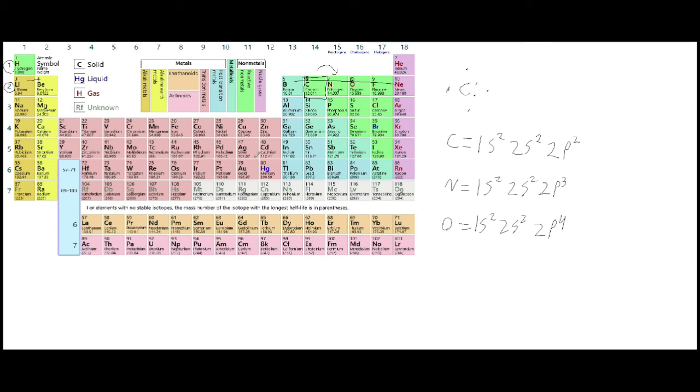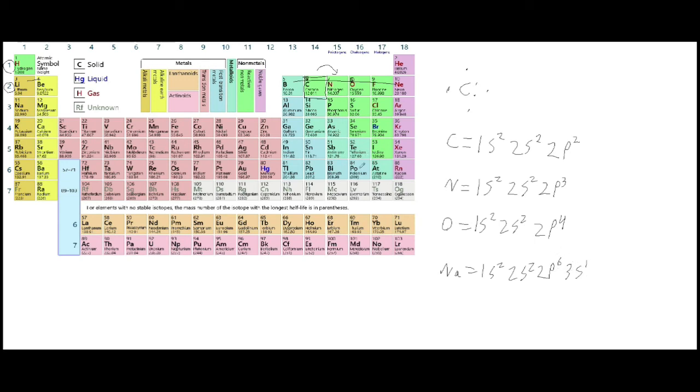But now if we go down to the third row, if we want to look at something like sodium, which is Na, it's going to have 1s2, 2s2, and it's going to have all of the p orbitals in the second shell, so it'll be 2p6. But then we add one more, which is going to be the 3s, and it only has one of them. That's why it's all the way over here on the left side.